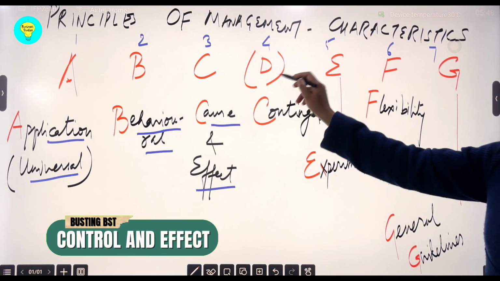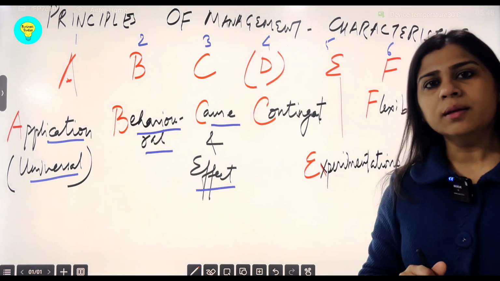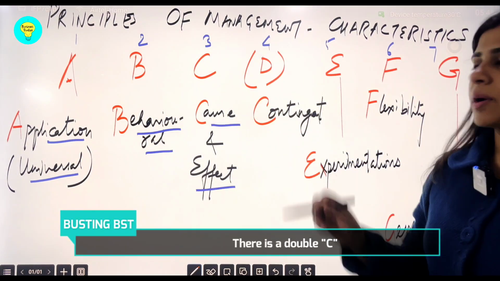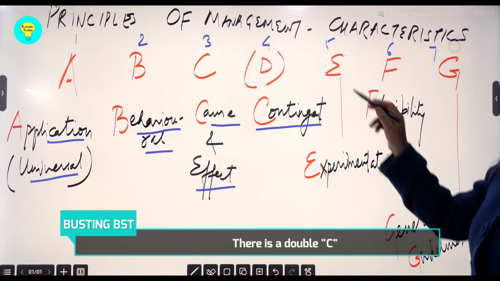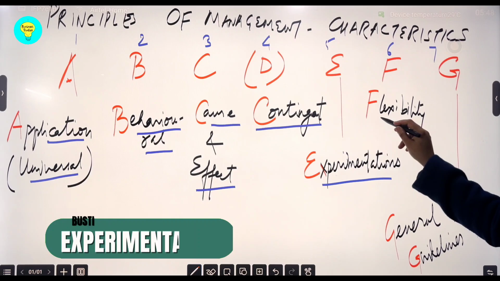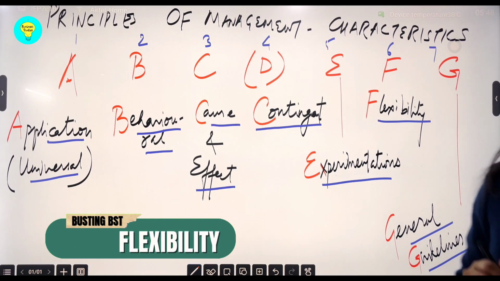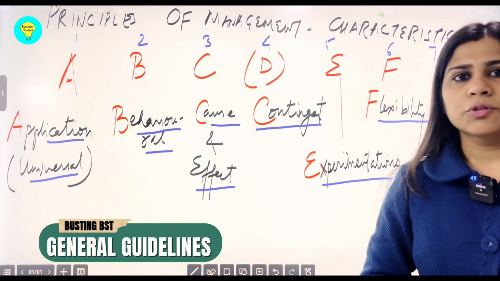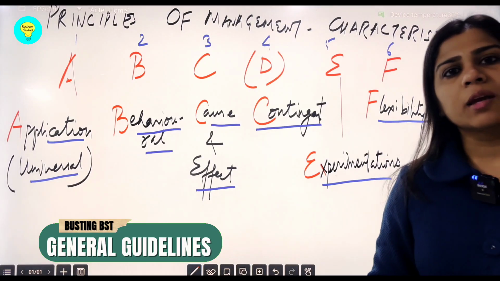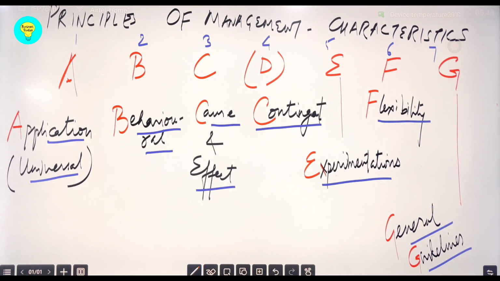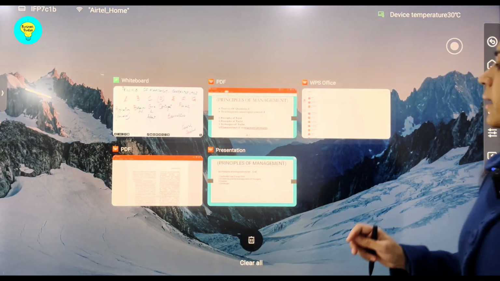D is put in the brackets just to denote that it's not any of the principles starting with the letter D. However, it's a double C. So again there is a C representing the contingency feature of these principles. E represents experimentation. F denotes flexibility, and G represents the principles being just general guidelines. So you see students, in just a minute you can memorize all these characteristics as A, B, C, D, E, F, G.